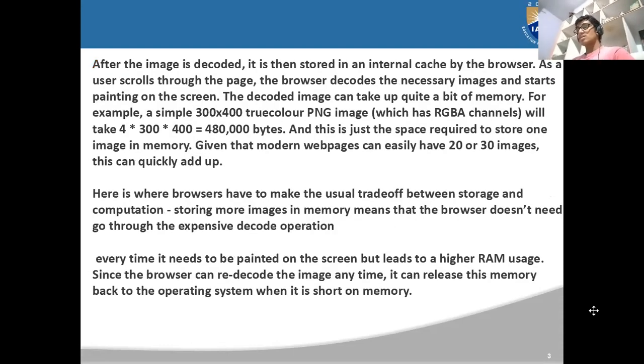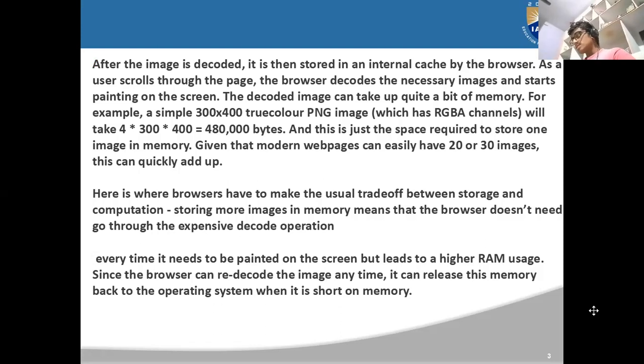After the image is decoded, it is stored in an internal cache by the browser. As the user scrolls through the page, the browser decodes the necessary images and starts painting them on the screen. The decoded image can take quite a bit of memory. For example, a sample 300 by 400 true color PNG image with RGB channels will take 300 into 400 into 4, which means 480,000 bytes, which is huge.